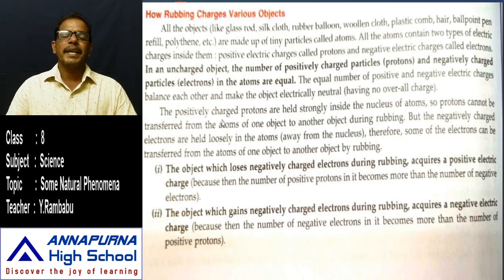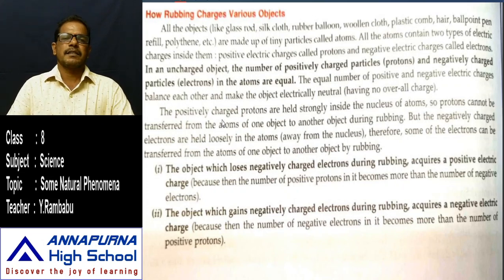And in the case of rubbing an object like a plastic comb or inflated balloon, this plastic comb or inflated balloon attracts small pieces of paper. That means charge is acquired by that body, that is static electricity. How does rubbing or friction charge various objects?